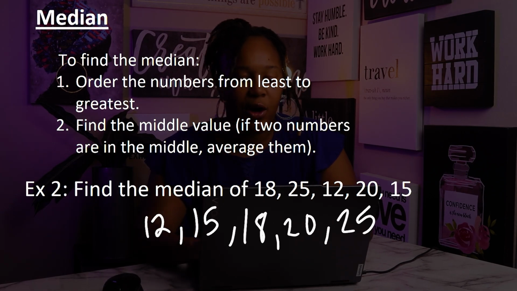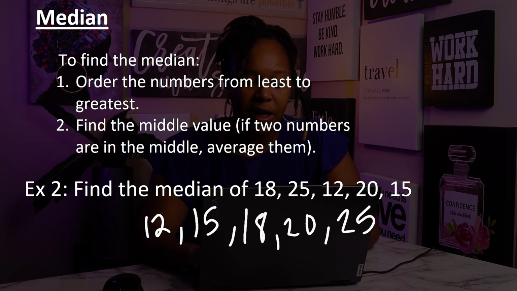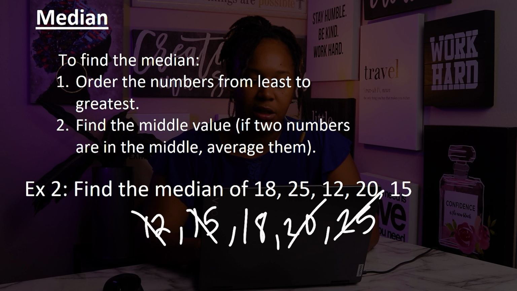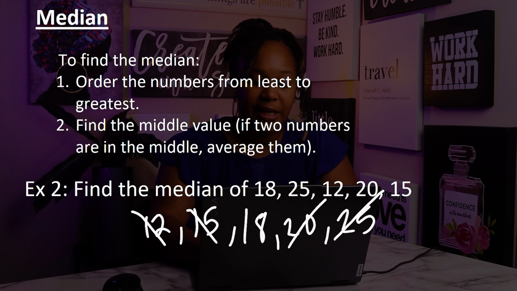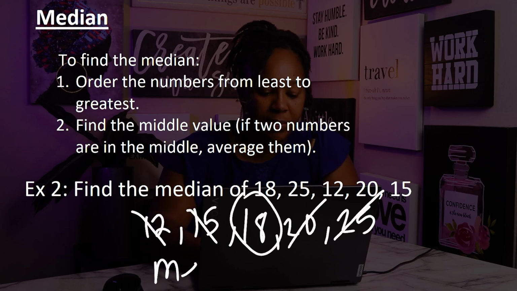And I'm going to do that by crossing off the numbers on the end at the same time. So I'm going to cross off the 12 and the 25 at the same time. I'm going to cross off the 15 and the 20 at the same time. And once I do that, I'm left with the one number that's in the middle, which is 18. So in this case, your median would be 18.